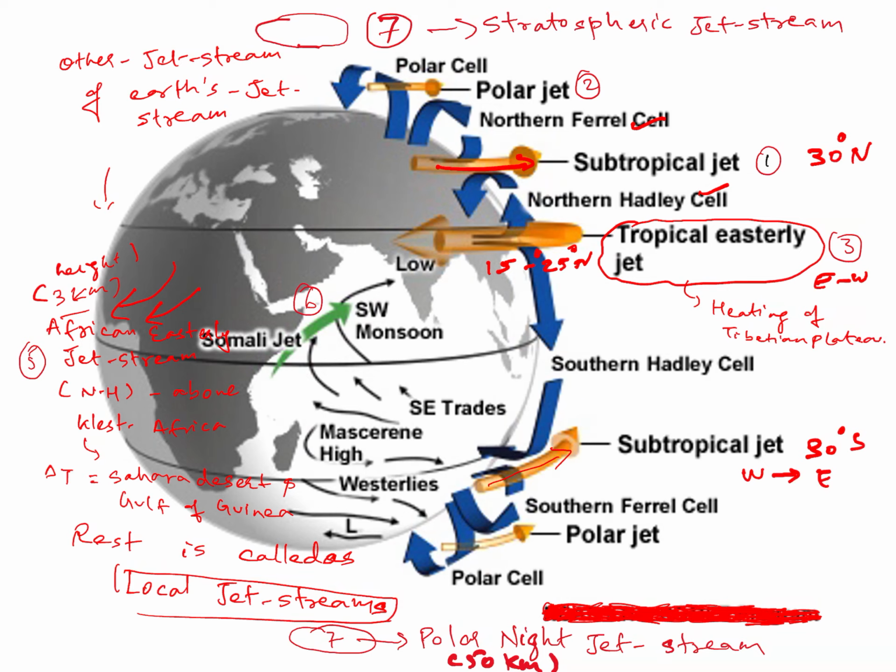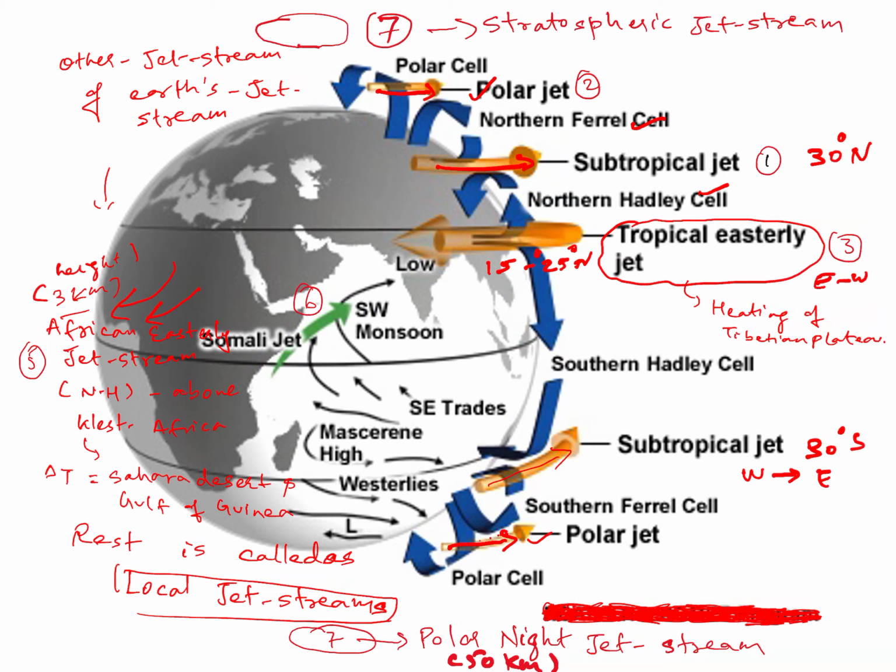Now, if you go further to higher latitudes, at around 60-degree latitude, you will find the polar jet stream in the northern and the southern hemisphere. That is also moving from west to east, and it is found between the polar cell and the Ferrel cell.